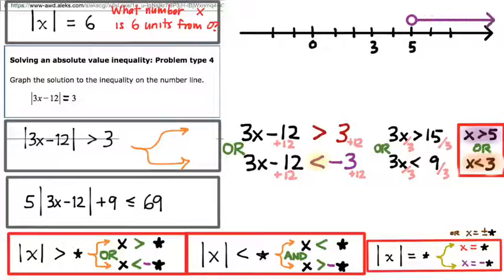So we talked about this on Monday. I would graph that by putting an open circle at 5. Open because 5 is not included, because this is strictly greater and not greater than or equal to. Ditto for x less than 3. Open circle at 3 because 3 itself is not included, because less than. And shade to the left.